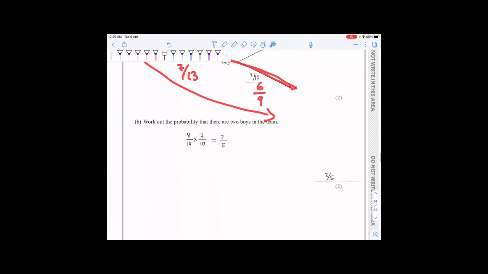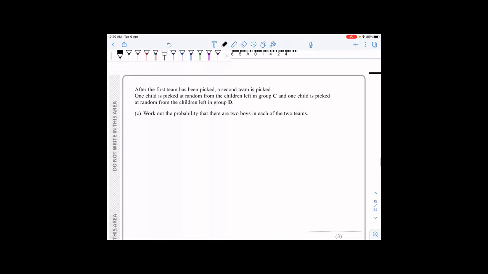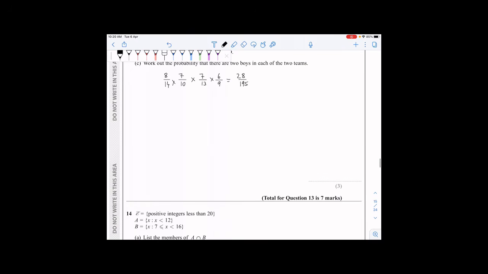So I will be multiplying 8 over 14 times 7 over 10 times 7 over 13 times 6 over 9, and this is giving a result of 28 over 195. So I'm picking 4 children, all of them being boys. I have 4 probabilities to be multiplied together.